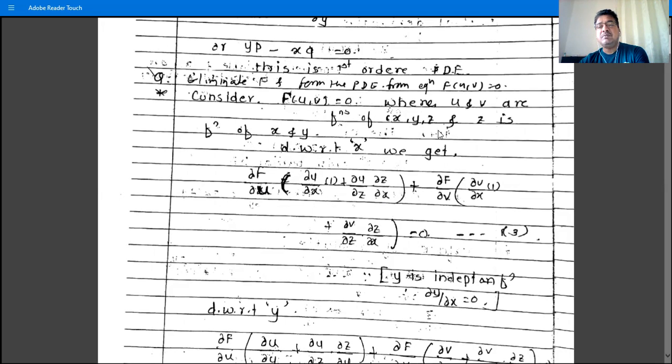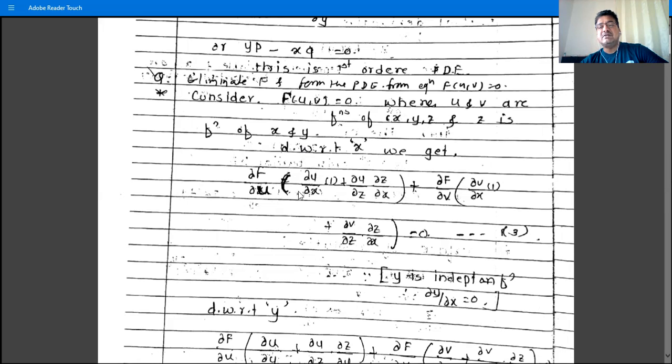u is a function of x, y, z. So its derivative with respect to x is what? The derivative of u with respect to x is ∂u/∂x times ∂x/∂x, because u is a function of x, y, z. Then ∂y/∂x is 0. The derivative of x with respect to y is 0, and the derivative of y with respect to x is 0, because x and y are independent variables. So ∂x/∂y is 0 and ∂y/∂x is 0.